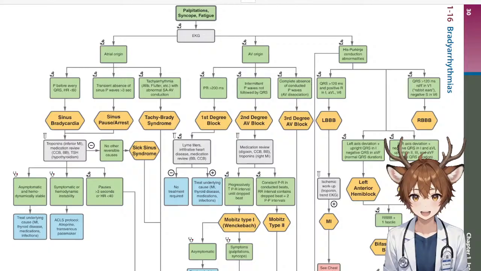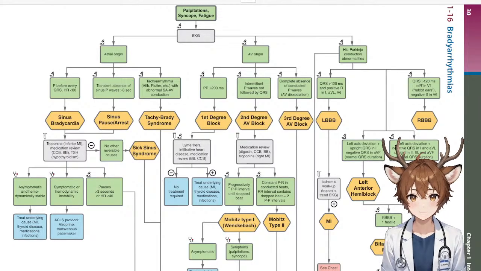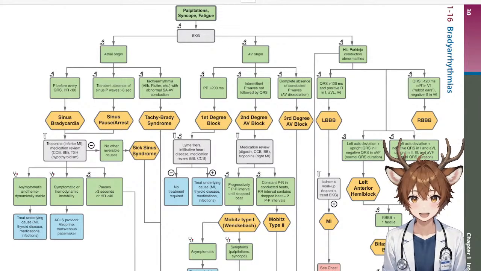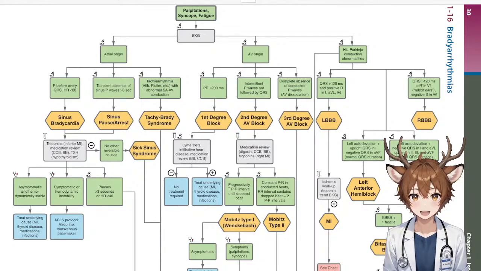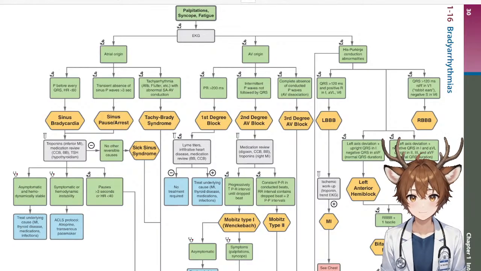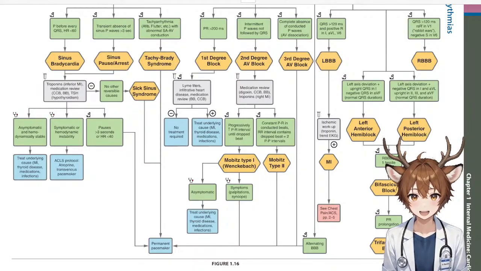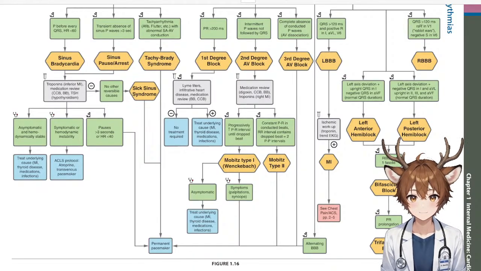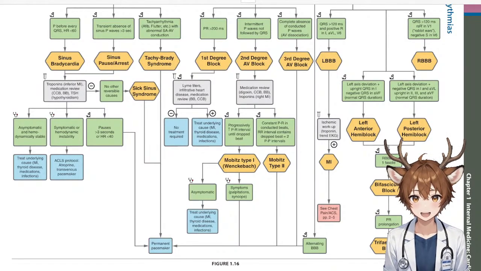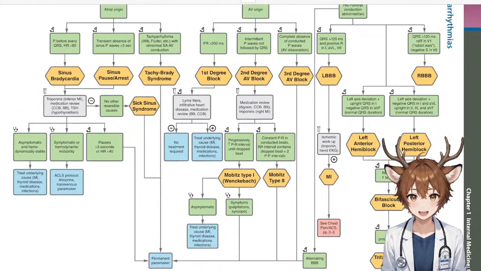So, left anterior and left posterior hemiblocks. In both cases, if you have an RBBB plus one fascicular block, that shows a bifascicular block. If you also have PR prolongation, you're going to have a trifascicular block. So again, it would be bifascicular block, but if you actually have a PR prolongation, it would be a trifascicular block.